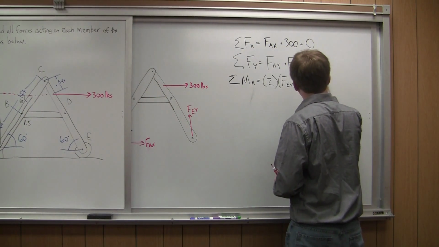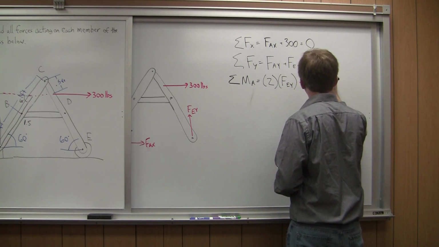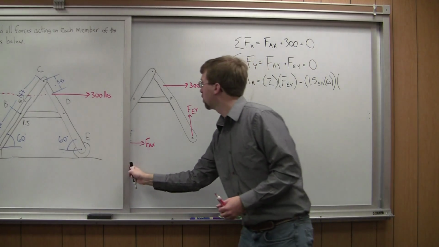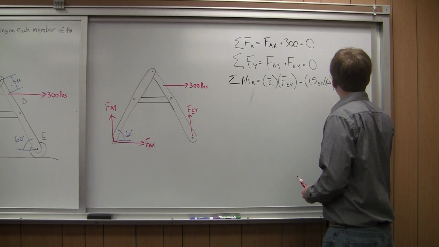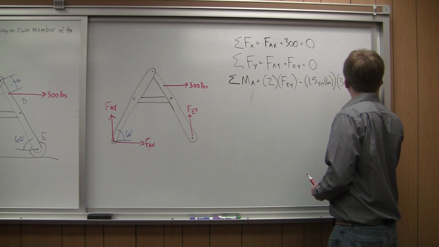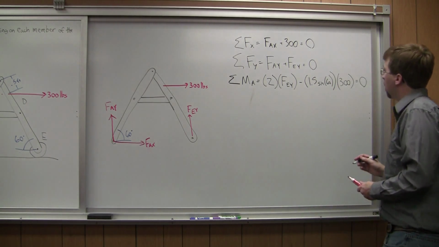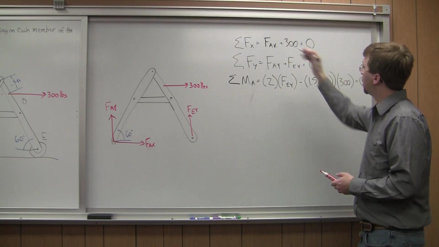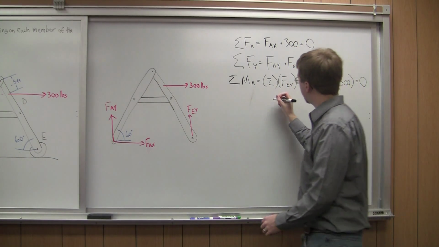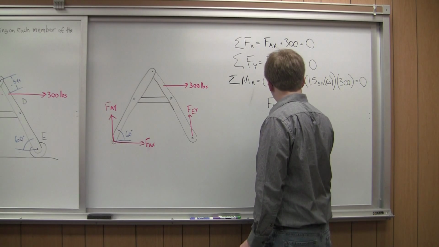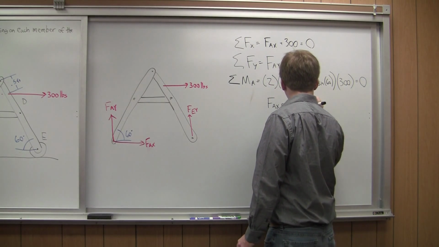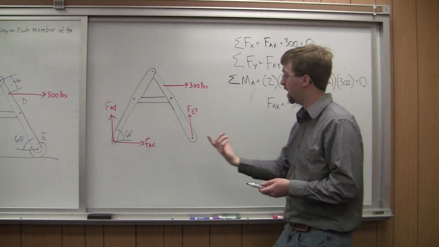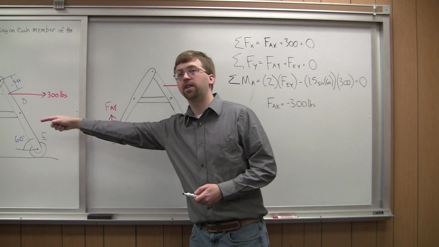So minus 1.5 sine 60 times the magnitude of this force is 300 pounds. Alright, so once I have this, I can start solving for some of my variables. So I can solve for, really quickly, FAX. FAX is going to be equal to negative 300 pounds. And all the negative means is I assumed the wrong direction. So FAX is actually a 300 pound force going in that direction.